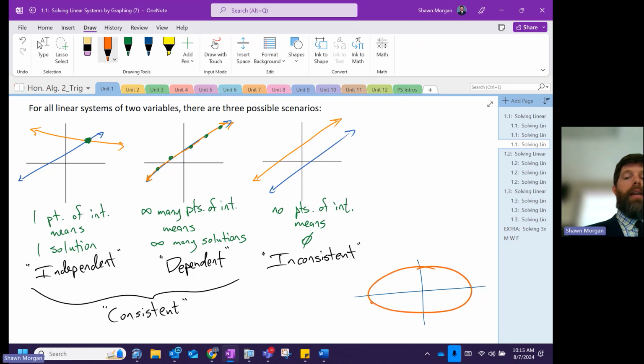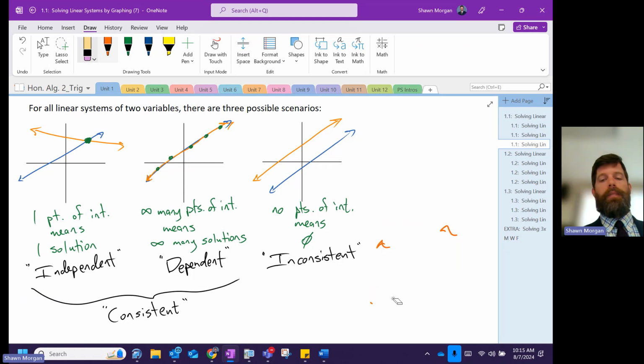There we go. And a parabola. And how many points of intersection would that nonlinear system have? 4. Yeah, it'd have 4 points of intersection. And so your job is going to be to figure out what kind of scenario you're dealing with, no matter what the system is that you're dealing with, or that you're analyzing.